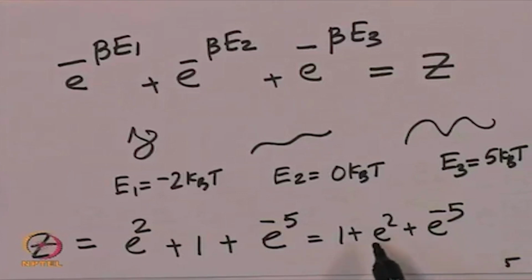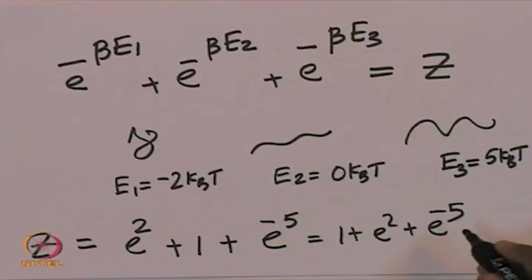E power 2 you will get something very close to 9, something like 8 point something, around 8. E power minus 5 you will get a very small number. So, this answer will be some number around 9 or 10, something like that. This is the rough answer you will get. So, Z is essentially a number.